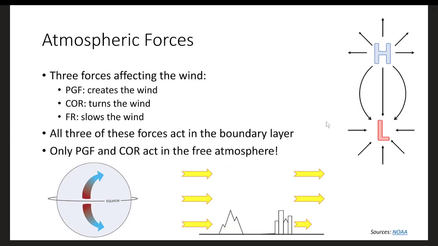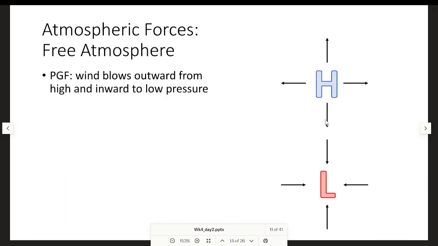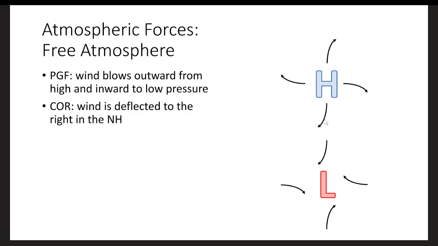Three forces affecting the wind. PGF creates the wind, Coriolis turns the wind, and friction slows down the wind. All three of these forces act in the boundary layer. Only PGF and Coriolis act in the free atmosphere. PGF: the wind blows outward from a high and inward towards a low. Coriolis: the wind is deflected to the right relative to motion in the northern hemisphere.